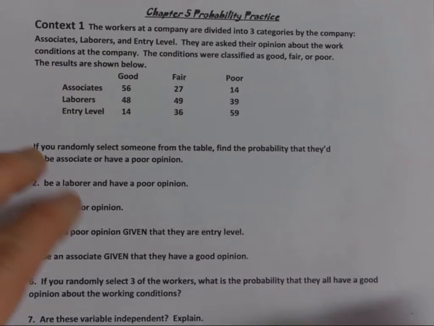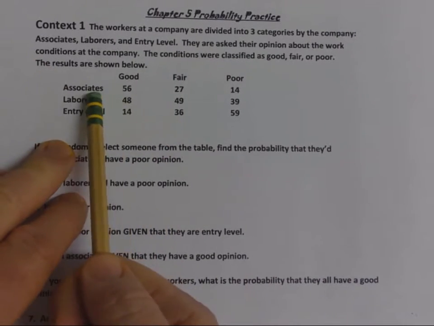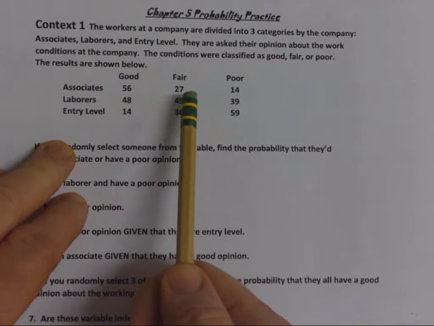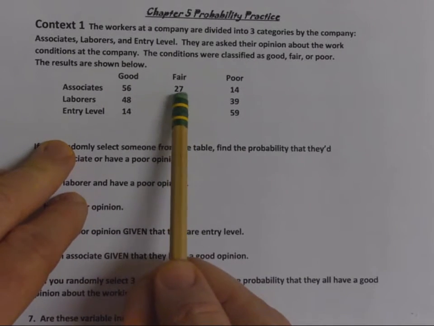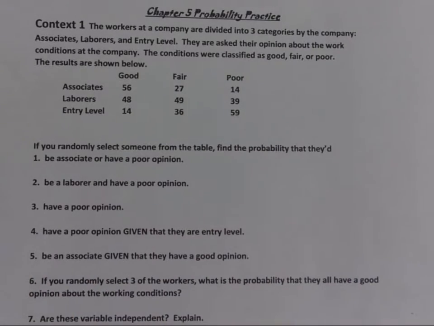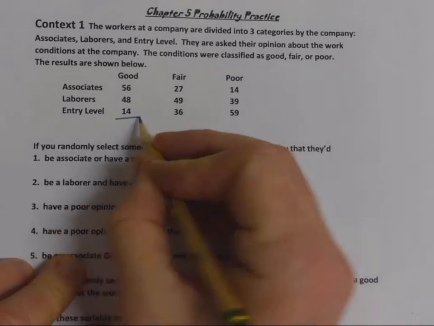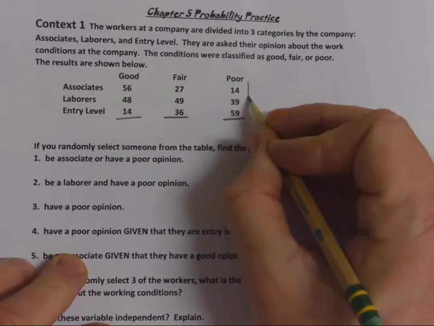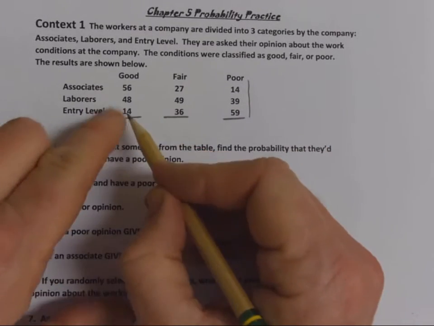And so here are the results. You had 56 of the associates that said there were good conditions, 27 of them said it was fair, and 14 said it was poor, and so forth. So the first thing you want to do when you encounter a two-way table is come up with what we call the marginal distributions. All right, so you just add up, first of all, the good ones.